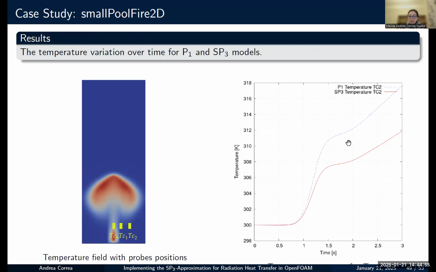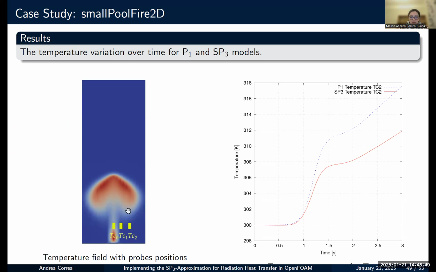Here it's possible to see the differences between the models. In the first part of the presentation, I said that the P1 approximation doesn't consider all directions; it only considers that the model is isotropic. But the SP3 model considers the second order moment, which studies what happens in the different directions of radiation. What happens with the distance? How much radiation reaches each object?